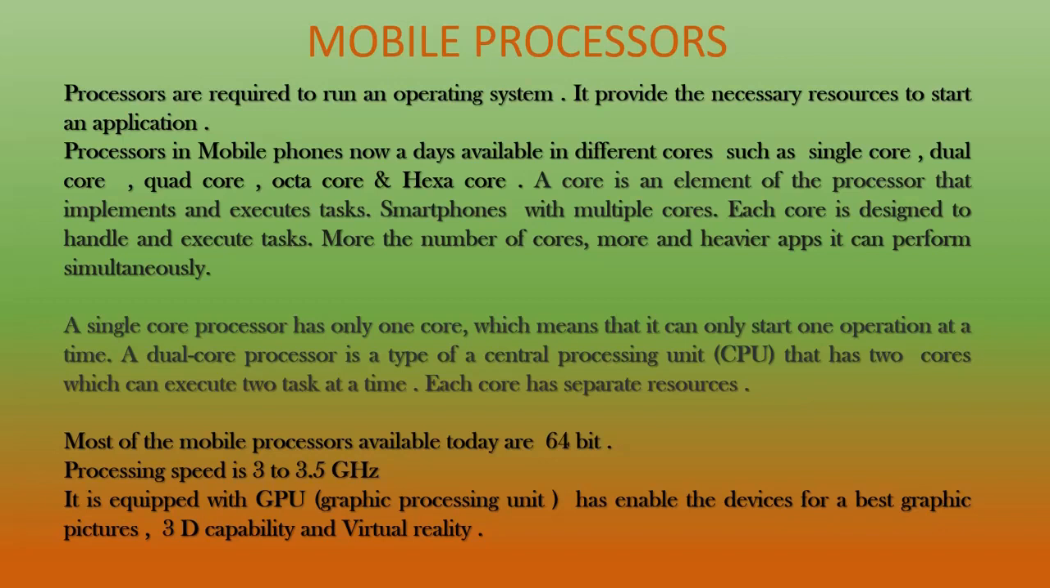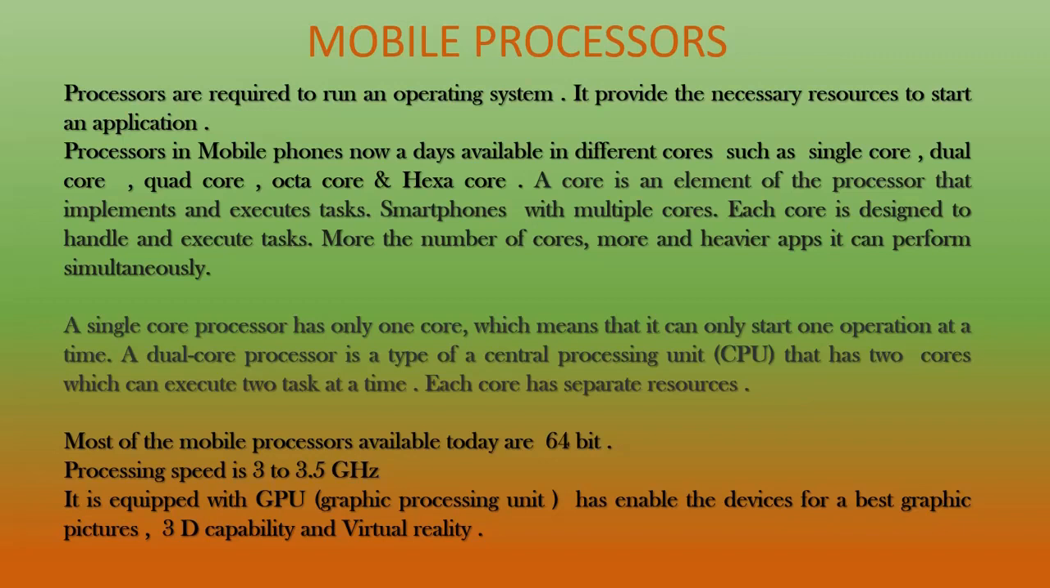Dual core means it consists of two cores, and each core can execute different tasks at the same time. Single core processor can execute only one task at a time, whereas dual core processor is a type of CPU that has two cores and which can execute two tasks at a time. Each core will get separate resources such as cache memory and other resources needed to execute a task.